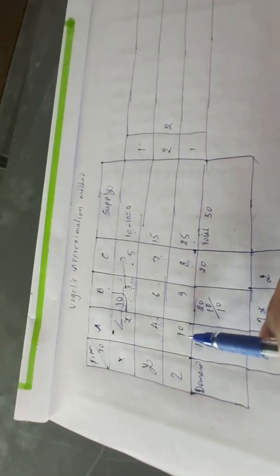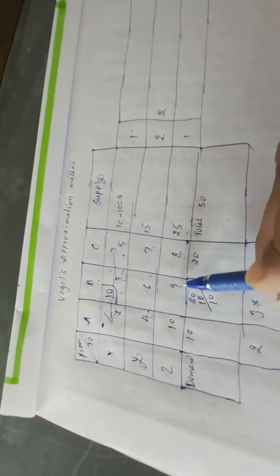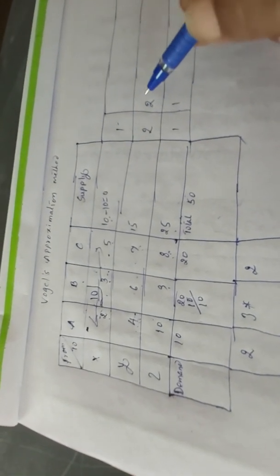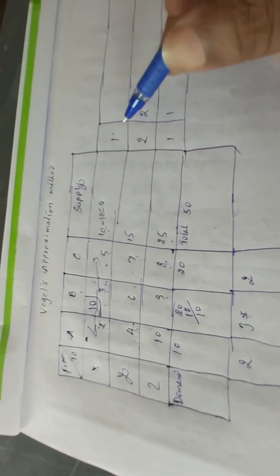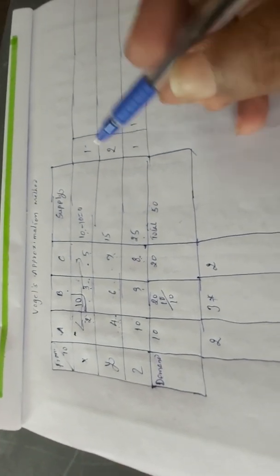Next, third row, 10, 9, 8. In these three values, first minimum is 8, second minimum is 9. Difference between 9 and 8, 9 minus 8 is equal to 1. I have calculated only 2 row penalties because the first row has been eliminated. And then next again I will go for column penalty.